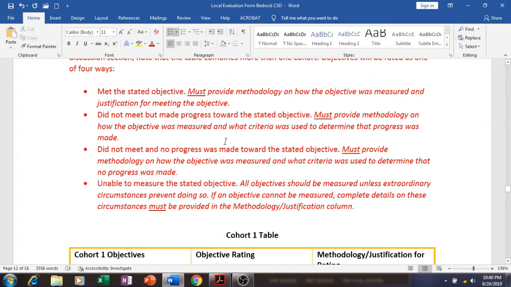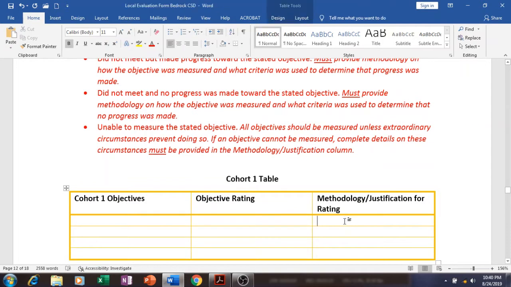For each of these, you must provide the methodology and the justification for how you met the objective. This is especially important when you say you did not meet it. And if you say you're unable to measure it, if you're going to make an objective, you should be able to measure it. And if you can't, you're going to have to explain the extraordinary circumstances that prevented you from measuring that. And you would do that in this column, methodology justification for rating.